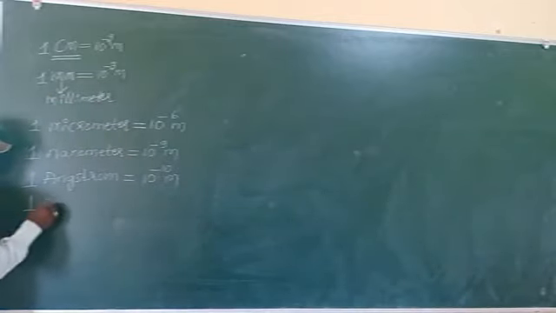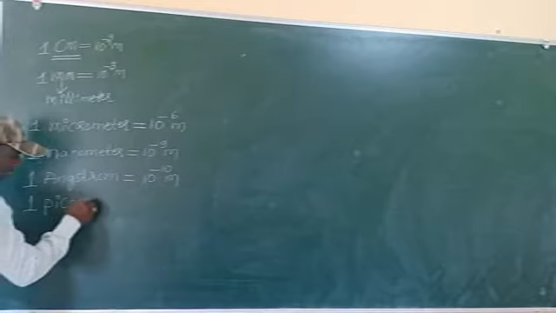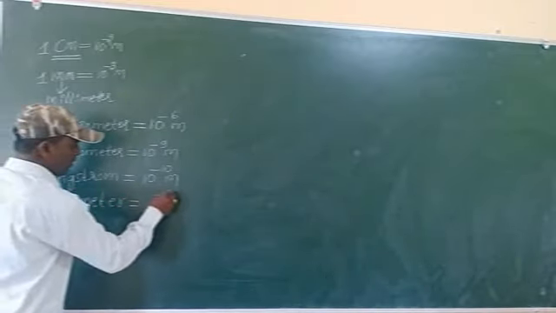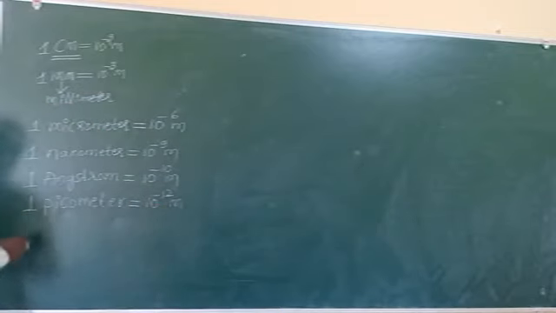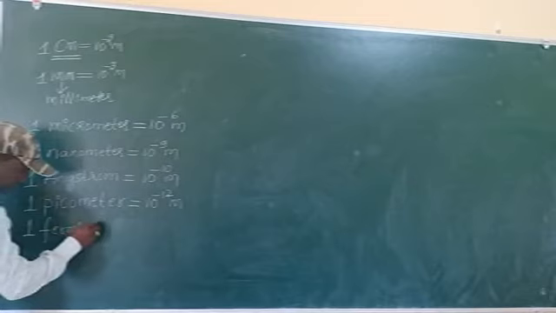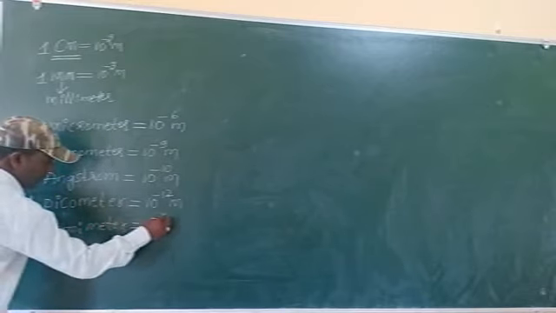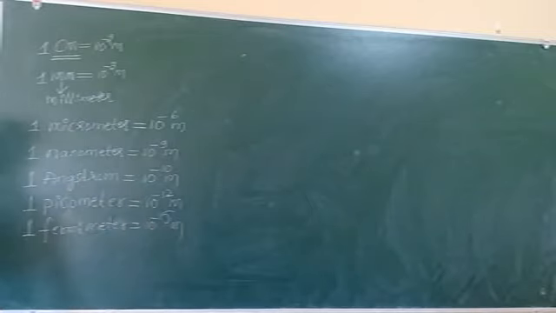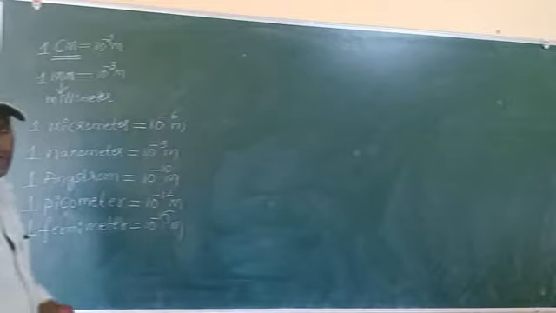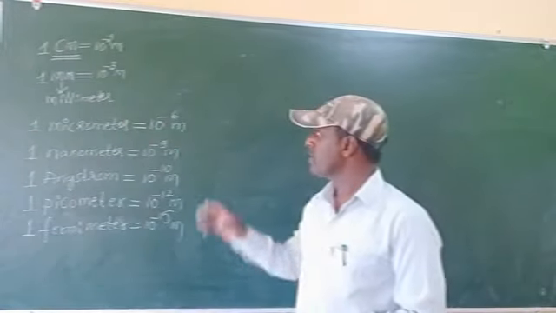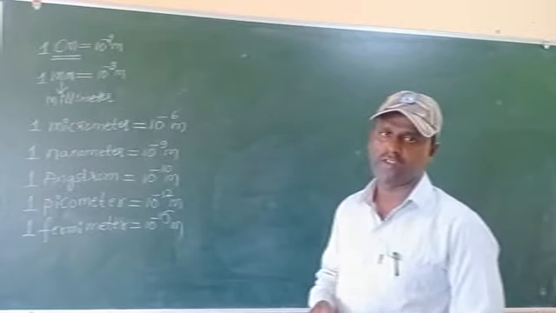1 picometer equals 10 to the power of minus 12 meter. 1 Fermi-meter equals 10 to the power of minus 15 meter. So these are the different units used for measuring the distance between 2 points.